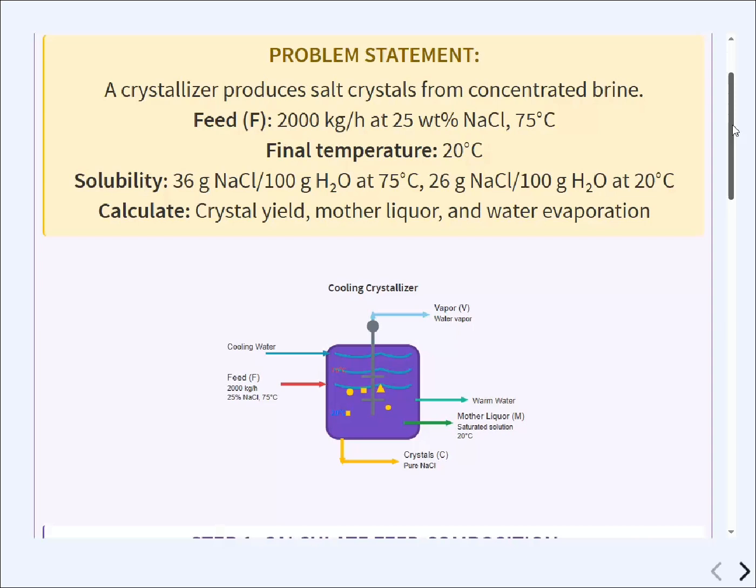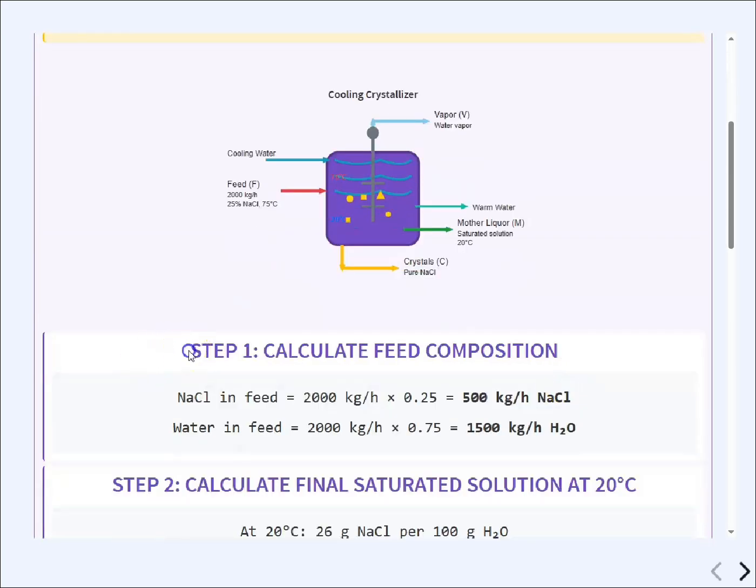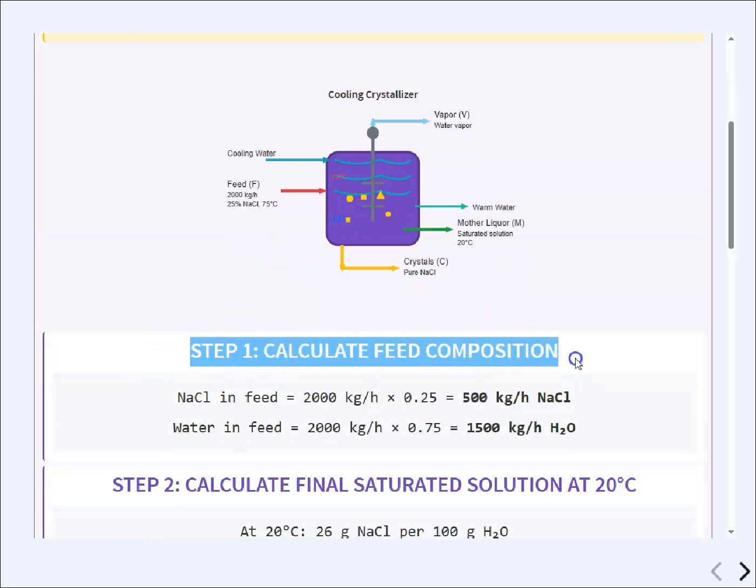The key data we need: at 75 degrees, salt solubility is 36 gram per 100 gram of water. At 20 degree, it drops to just 26 gram per 100 gram of water. This difference drives our crystallization. Now, step 1. Calculate our feed composition.